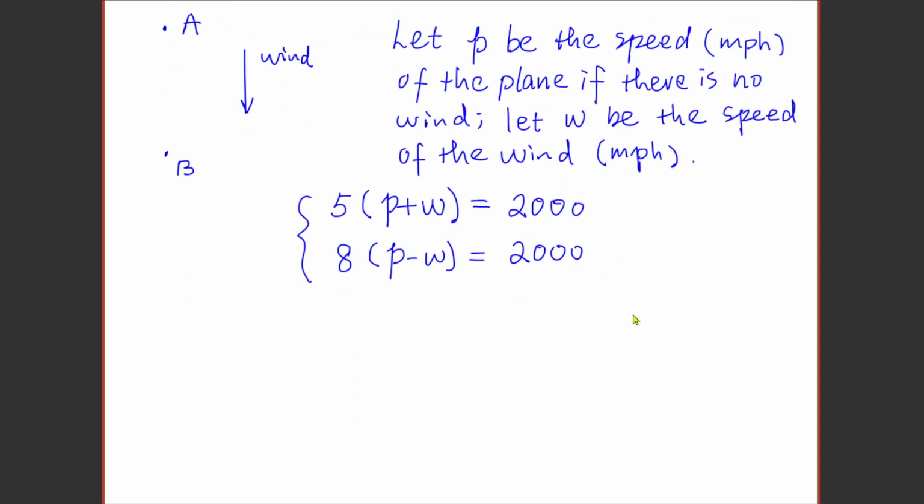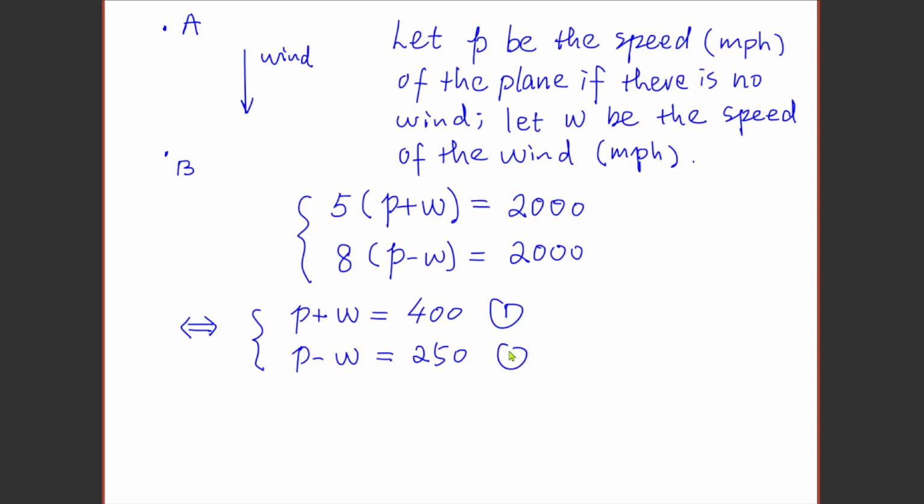So basically you have a system of two equations like this, and there are two unknown variables, so we should be able to find the two unknown variables, right? Okay, first we can simplify the system. The original system is equivalent to P plus W equals... You can divide both sides by 5 in the first equation. So this gives us 400 on the right side. And we can divide both sides of the second equation by 8. So P minus W equals 250, right?